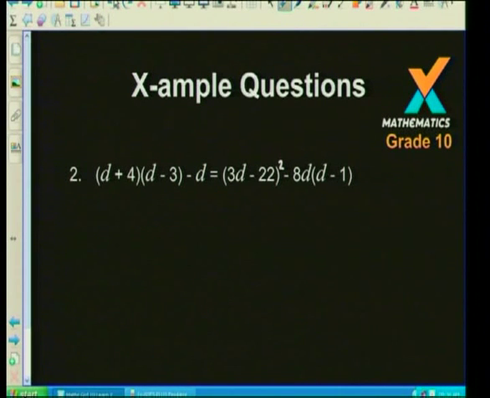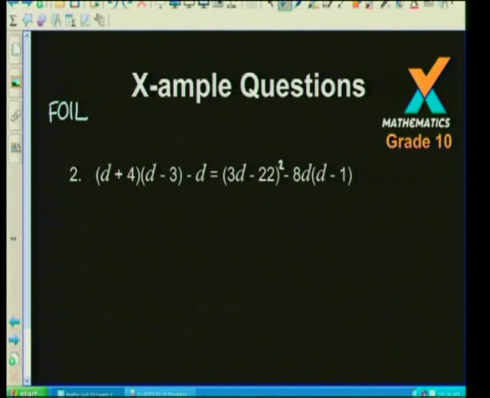Now, in question 2, we have a binomial times a binomial. For this, you're going to use FOIL, which you learnt in grade 9. The next part, minus d, we're not going to do anything with just now, but later on we will add it into the equation. This doesn't mean that you mustn't write it down. You must have it written in every line until you use it.